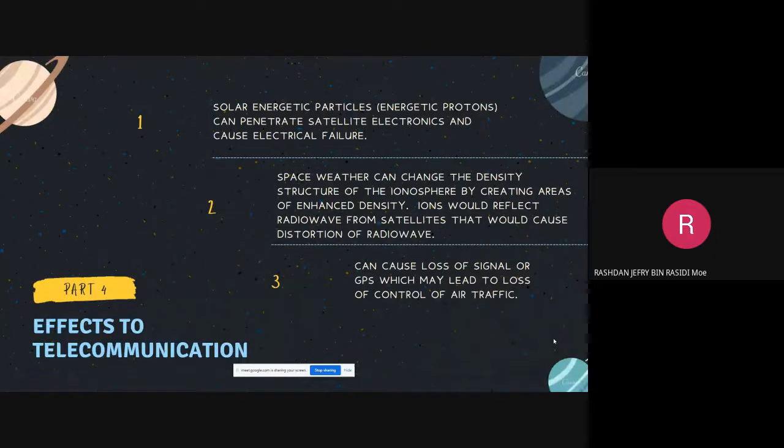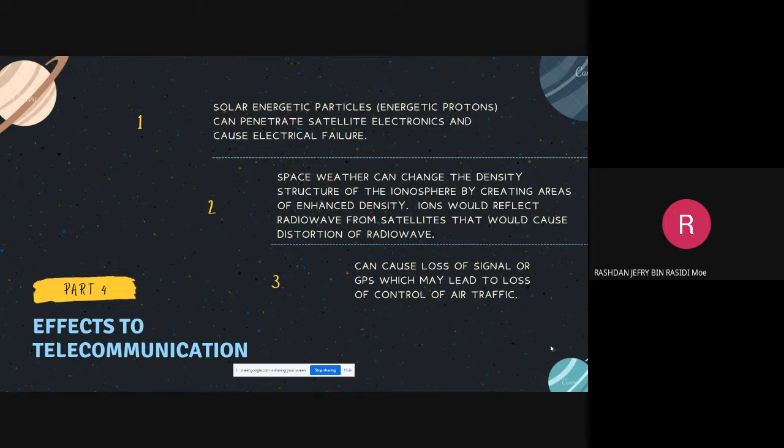And lastly, space weather could possibly disrupt our telecommunication system. Solar energy particles from the occurrence of the process on the sun can penetrate satellites and electronics and cause electrical failure. Not just that, it not only affects the technology itself, but there will also be a disturbance to radio wave transmission. As we already know, our Earth has multiple atmospheric layers. One of the layers that would be affected is the thermosphere, or mainly known as ionosphere, as there is presence of ions here. Ions would reflect radio waves from satellites usually, but the effect is minor or undetectable.